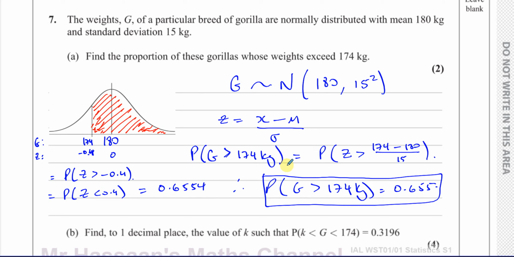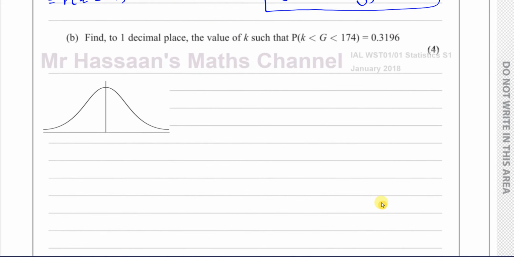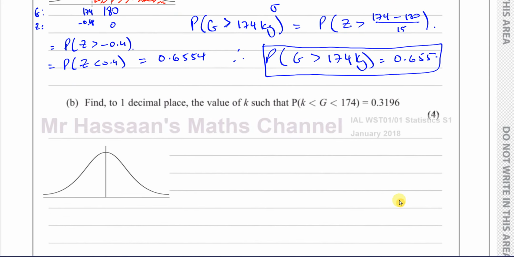And then it says, find to one decimal place the value of K such that the probability that the gorilla's weight is between K and 174 is 0.3196. Okay, so now we can do something similar. We know already that 174 is over here. We want to find the probability that the gorilla's weight is between K and 174. So K is going to be somewhere over here. It's going to be less than 174, of course. So this is K.